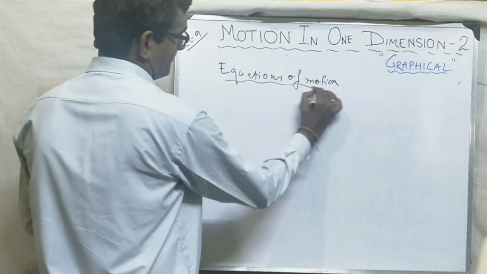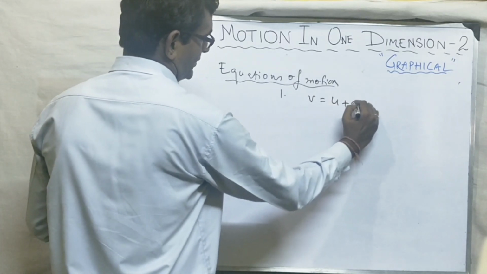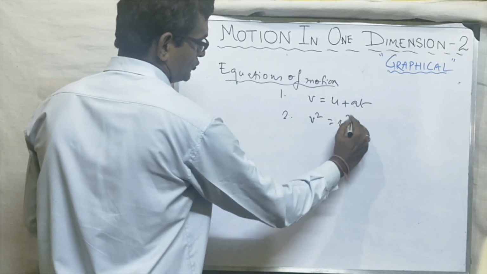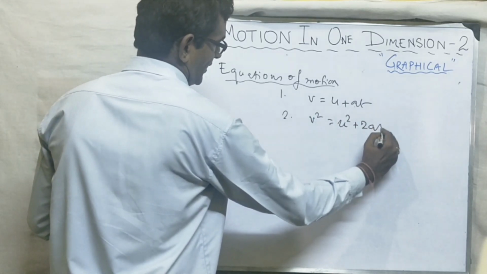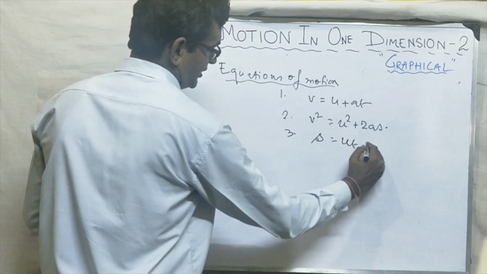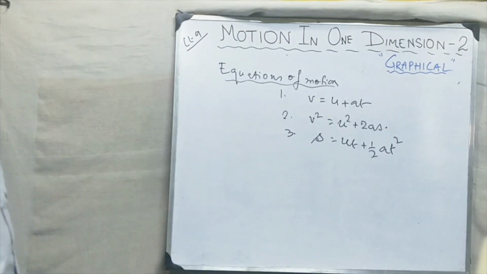Okay, friends. See, number 1: V equal to U plus AT. Number 2: V square is equal to U square plus 2AS. And number 3: S is equal to UT plus half AT square. So these are the equations.